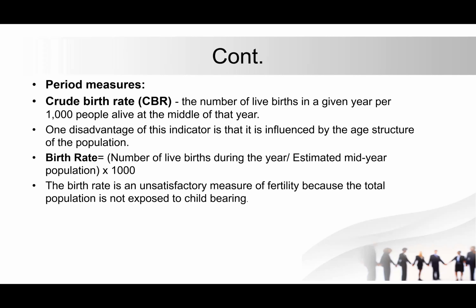Period measures. Crude birth rate: the number of live births in a given year per thousand people alive at the middle of that year. One disadvantage of this indicator is that it is influenced by the age structure of the population. Birth rate is equal to the number of live births during the year over the estimated mid-year population, per thousand. The birth rate is an unsatisfactory measure of fertility because the total population is not exposed to childbearing.